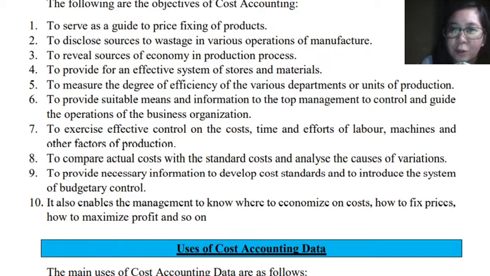okay, to the production. And number 10, cost accounting will also enable the management to know where to economize the costs, how to fix prices, and how to maximize profit, and so on. Okay, so these are the important objectives of our cost accounting. So this is very helpful to the management. That's why they cannot do away from cost accounting.